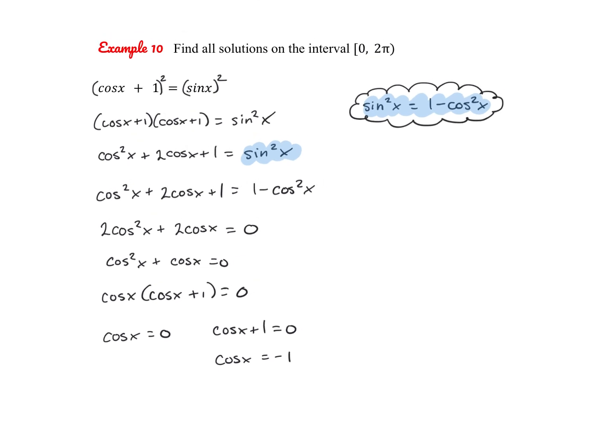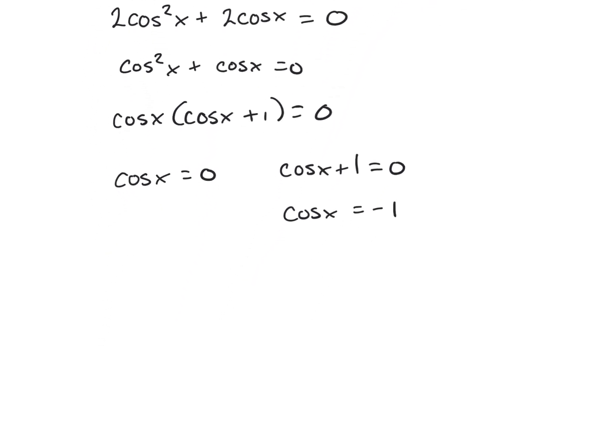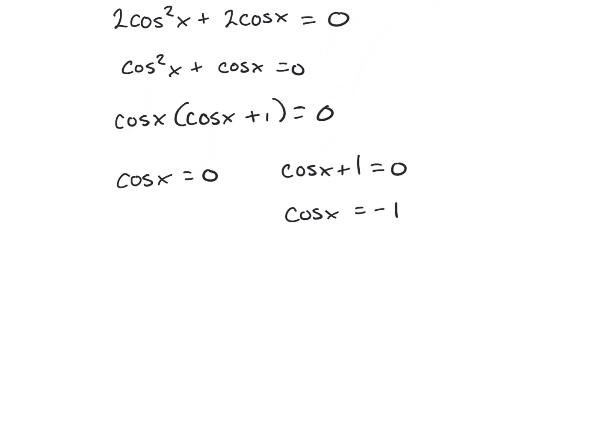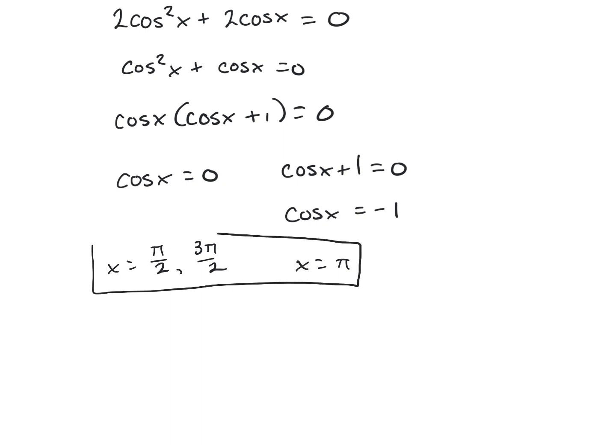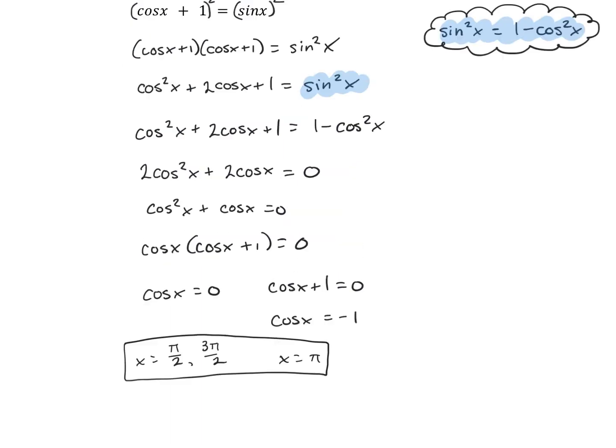Okay, and again, we only want the answers between 0 and 2 pi. So this one is going to give us pi over 2 and 3 pi over 2. And this one is when x is pi. So we have 3 answers for this equation as well.